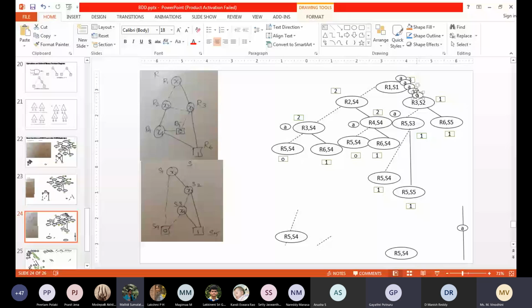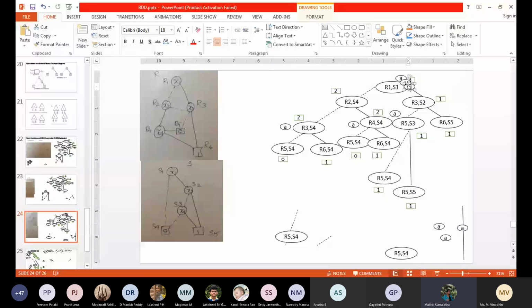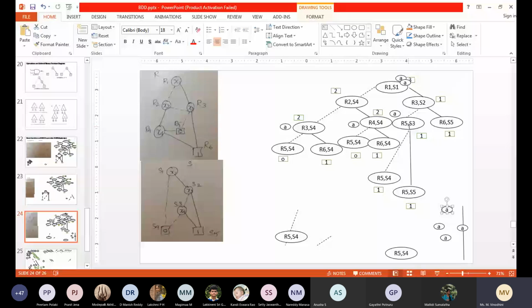Ma'am, R5, S4 is 0, ma'am. So this is 0. So 0, 1, this will be 2, right? So this will be 3 and this will be 4. Am I right now? Yes, ma'am. Okay.